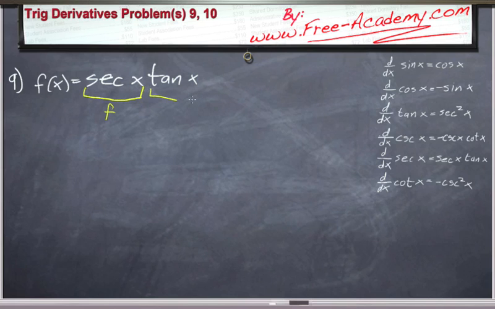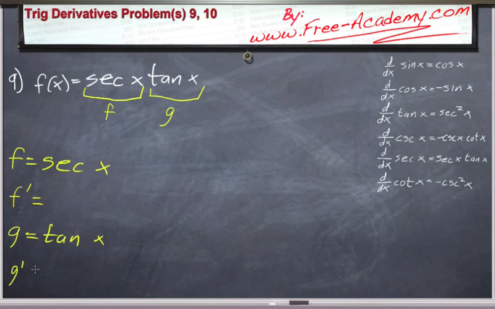For starters, you're going to need to do the product rule on this because we have one function times another function. So f is going to be equal to secant of x, g is equal to tangent of x. Then you need to find your derivatives f prime and g prime. F prime is the derivative of secant of x, which is secant x tangent x. And g prime is the derivative of tangent of x, which is secant squared of x.